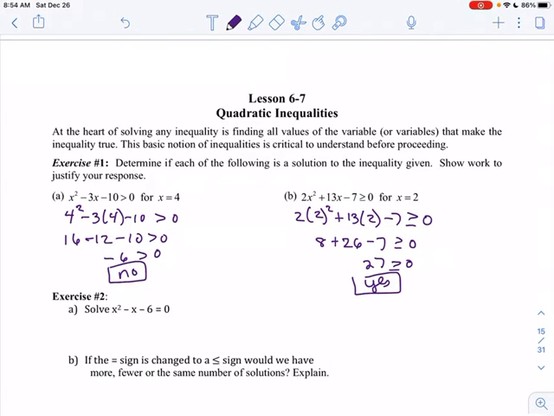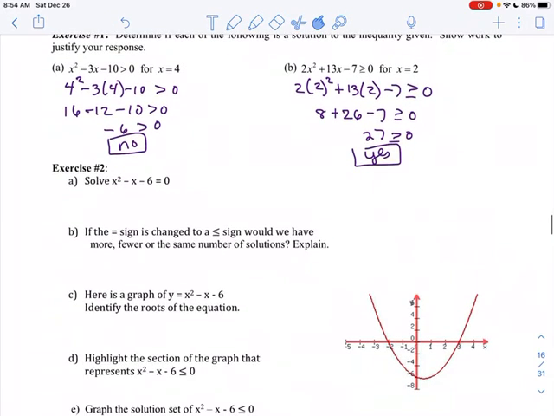All right, now let's look at the next one, exercise 2. I have: solve x squared minus x minus 6 equals 0. So I'm not even talking about an inequality yet, but I will in a second. So I want to solve that, so let's factor it. I got x times x is x squared. Now the 6 can be tricky because the numbers multiply to negative 6 and they add up to negative 1. Alright, so the numbers are going to be 3 and 2.